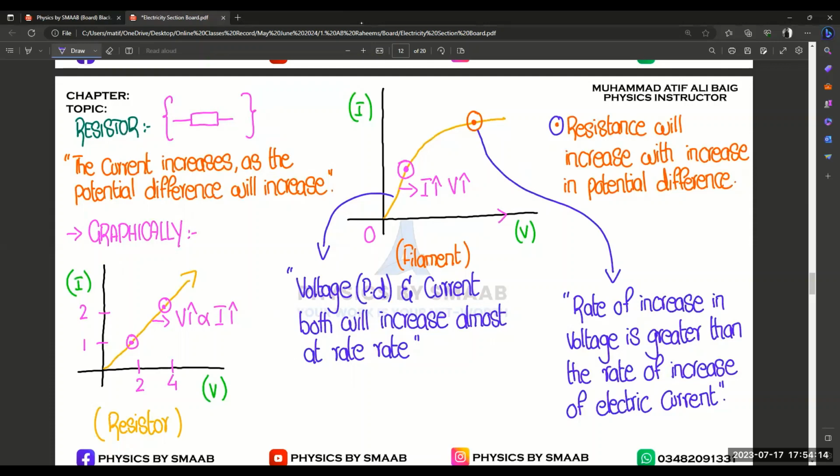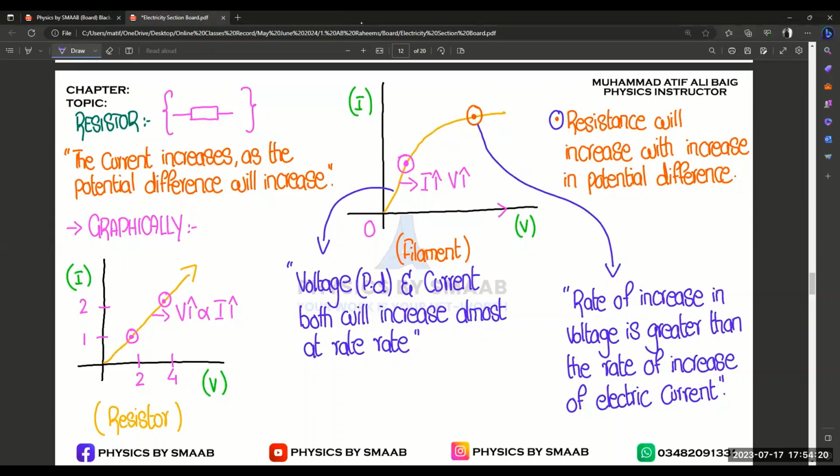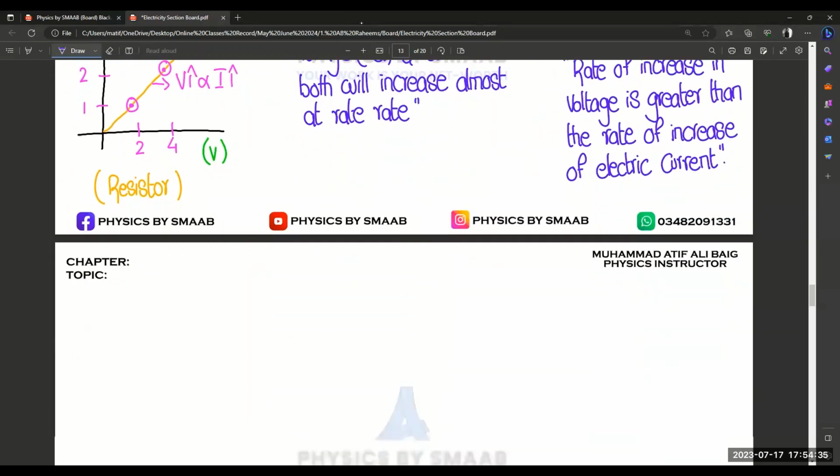So it means that a resistor is an ohmic material, right? And a filament is a non-ohmic material, right? Yes. So this is the difference between these two components. Okay. So now we have the third one.